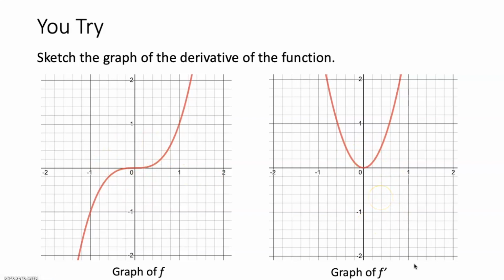Kind of interesting that the derivative of the cubic graph was a quadratic graph, and the derivative of a quadratic graph was a linear graph. Might be something to that later on.